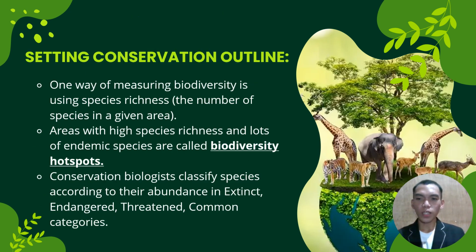So aside from those types of diversity, another way of measuring biodiversity is through species richness, or the number of species in a given area. Areas with high species richness and lots of endemic species are called biodiversity hotspots. Conservation biologists classify species according to their abundance and extinction risk: endangered, threatened, common categories.